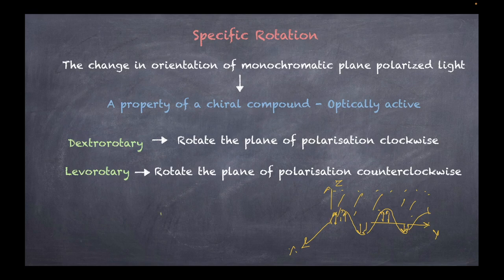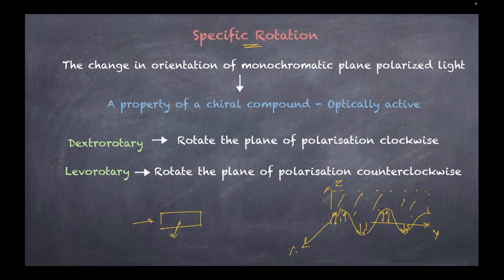Now if we pass this monochromatic plane polarized light through the sample tube, and our sample contains a chiral compound, then the solution or compound changes the orientation of the plane of polarization. The degree of rotation of the plane of polarization of our incident plane polarized light is called the specific rotation.